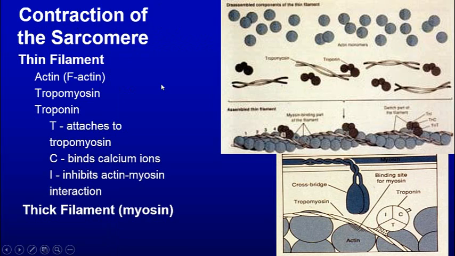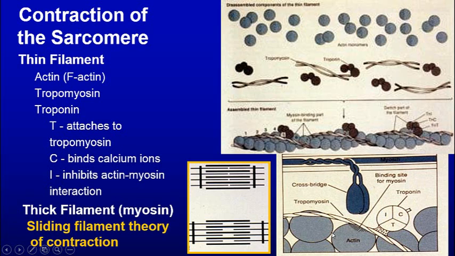Now, if we look at contraction of the sarcomere, which is a functional unit and a structural unit of muscle, we have the different components of troponin. The T part attaches to the tropomyosin. The C part binds calcium. And the I part inhibits the actin binding interaction site. Those are the 3 parts that we have. The calcium binds here, this part binds to the tropomyosin, and this part is inhibiting the binding from occurring.